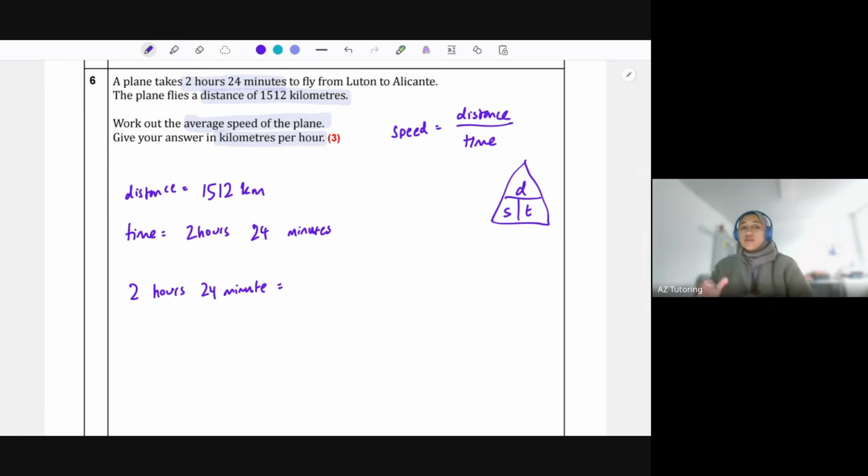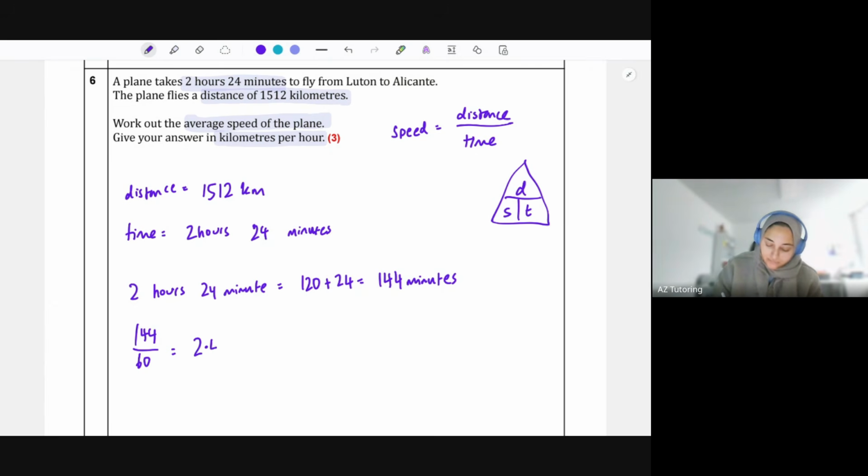Well, 2 hours, I'm going to change it all to minutes first. So 2 hours is 120 minutes because 1 hour is 60. 60 times 2 is 120. Then 120 plus 24 gives me 144 minutes. Now, this is what I need to convert to hours. Now, to convert from minutes to hours, we just divide by 60. So 144 divided by 60, that gives me 2.4 hours. Again, check your answer makes reasonable sense. Like 2 hours and 24 minutes, 2.4 hours makes sense because 2 hours and then the 0.4 represents 24 minutes.